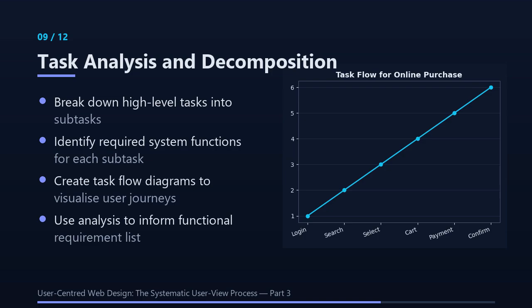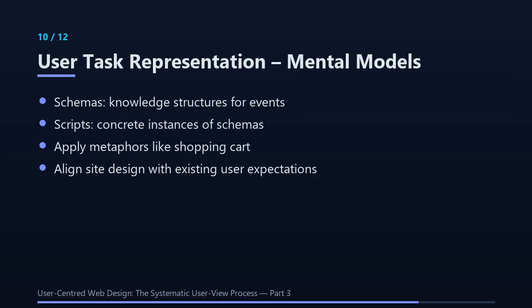Visualizing these steps in a task flow diagram helps designers spot redundancies, missing steps, or opportunities for simplification. The insights from task analysis directly feed into the functional requirements, ensuring that every required capability is justified by a real user need. User task representation examines the mental models that people bring to a web interaction.